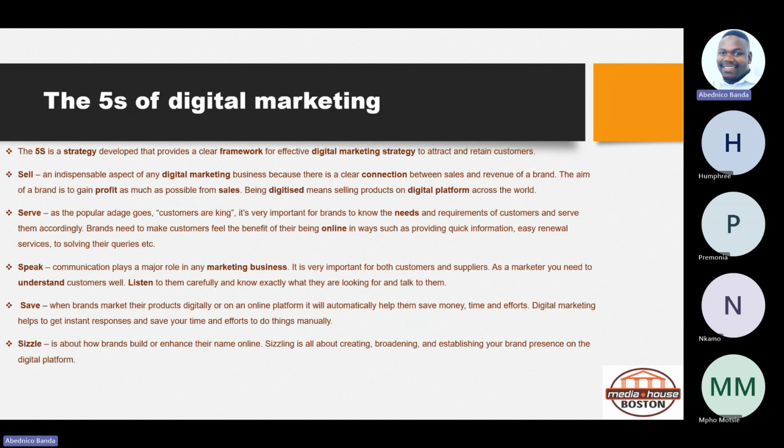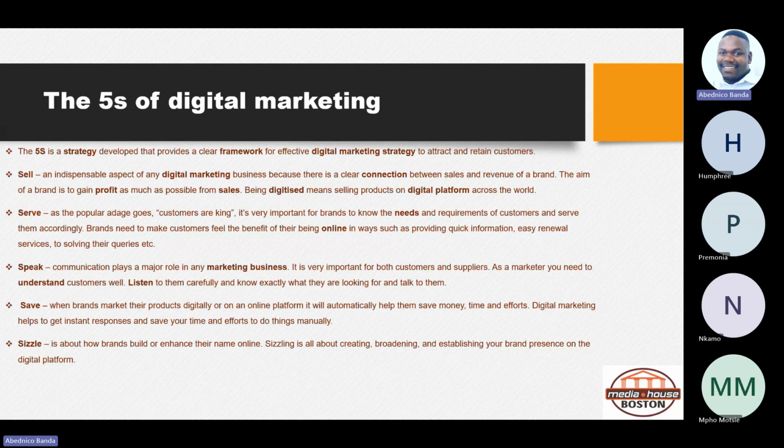Then speak. Communication plays a major role in any marketing business. It is very important for both customers and suppliers. So as a marketer, you need to understand customers well, listen to them carefully, know exactly what they are looking for, and talk to them. You don't just speak for the sake of speaking. You need to listen first so that you can respond accordingly. So you need to understand the customers.